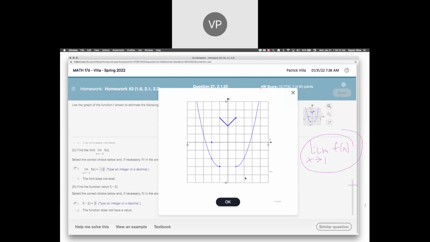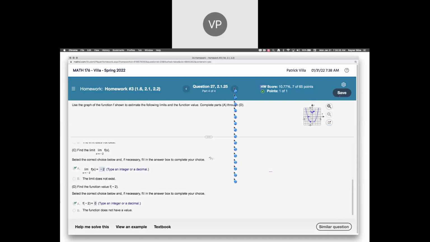Remember, they got to meet somewhere. Whether they meet at a hole or an actual dot, it doesn't matter. There just can't be a gap. They can't be meeting at different numbers. That's the idea here when we talk about a limit existing or not.